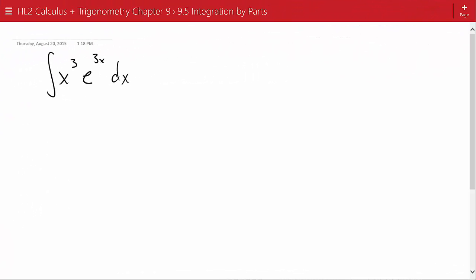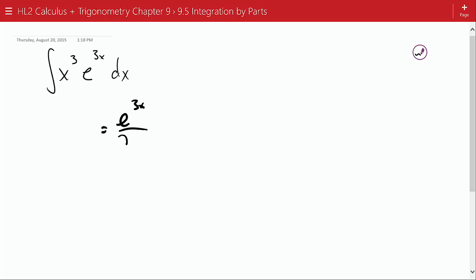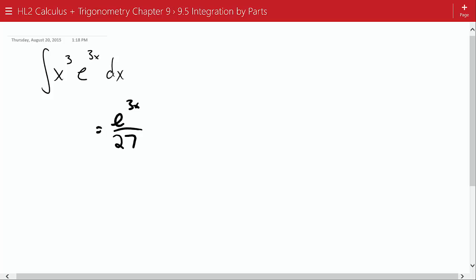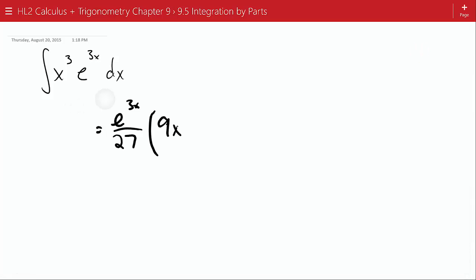So I'm not going to work this one out in all of its funness. However, I will give you the answer here. Let's see if you can get to this. This ends up being e to the 3x over 27 times 9x cubed minus 9x squared plus 6x minus 2, all plus c.